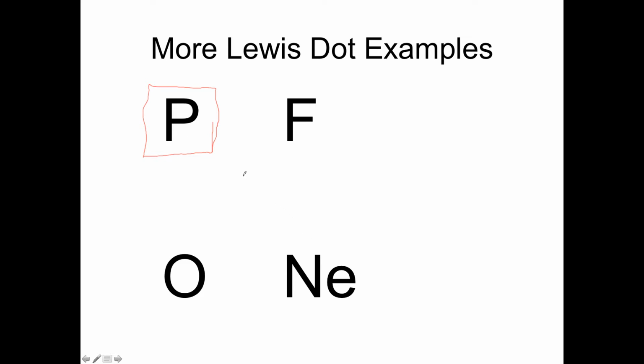I told you that each side has to get a dot before I can put another dot on a side. So what I have to do first is go 1, 2, 3, 4. Now each side of my box has a dot. I need 1 more dot to give me the 5 valence electrons that I need. I'm going to just pick a side. Let's go with the top again, and I'm going to add my 5th dot. There's the 5 valence electrons for phosphorus.